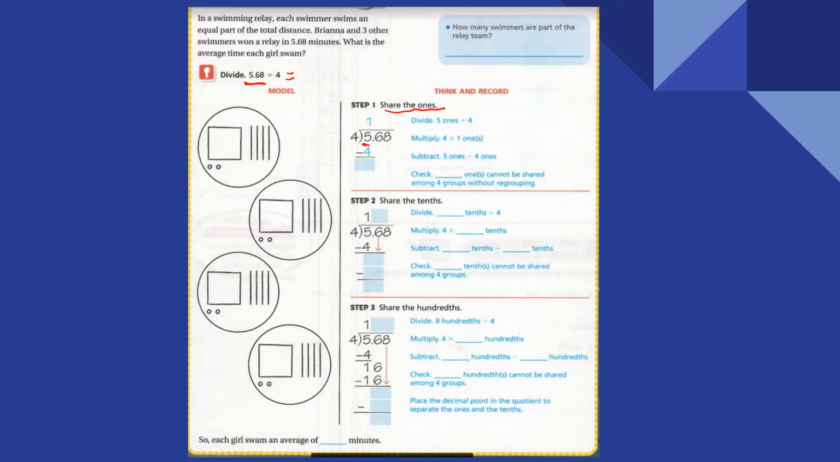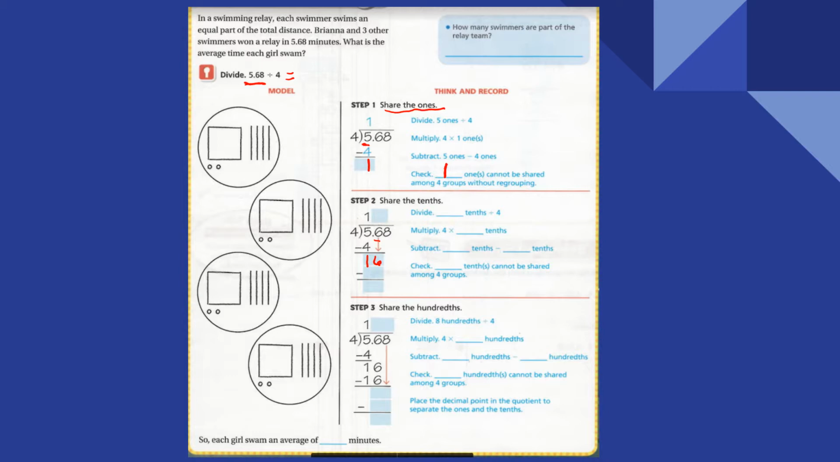My next step is to subtract. 5 minus 4 is 1. Now check. 1 one cannot be shared among 4 groups without regrouping. So the 1 is less than the 4, so we're good so far. Next, we're going to share the tenths. So I bring down that 6 tenths. Now I have 16 tenths.